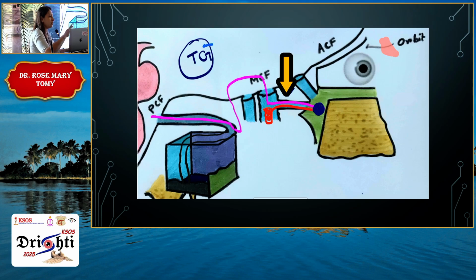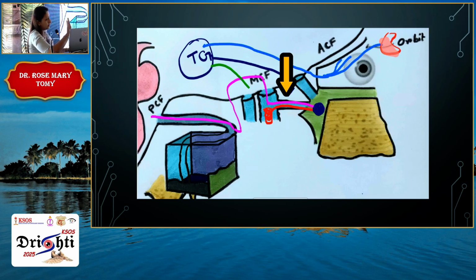The trigeminal ganglion, we all know, gives 3 branches: ophthalmic, maxillary, mandibular. The ophthalmic branch, we all know, enters the superior orbital fissure and gives off the nasociliary, frontal, and lacrimal branches. The lacrimal branch supplies the lacrimal gland, that we all know. Then the maxillary branch goes into the pterygopalatine fossa and gives out the zygomatic branch.